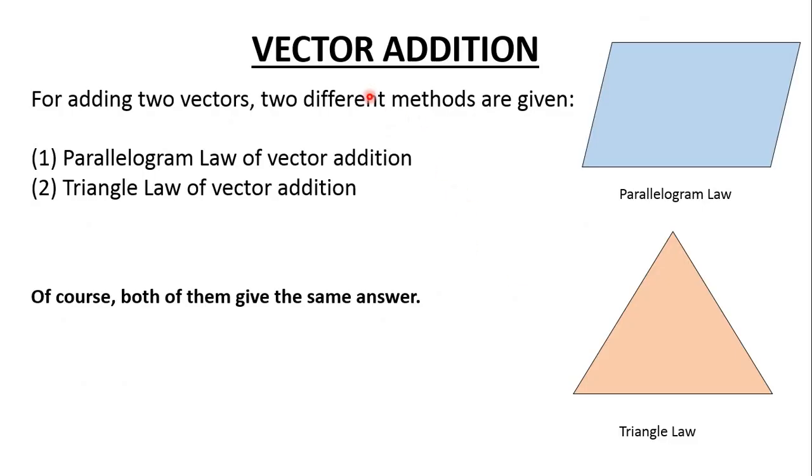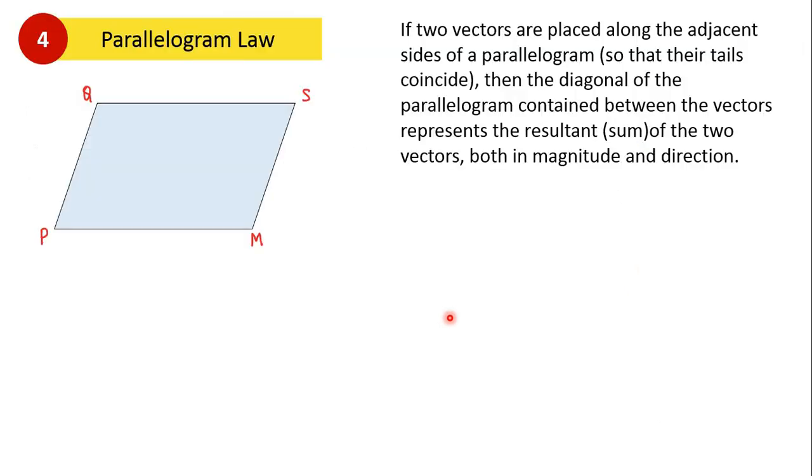So in order to add the vectors which are not in the same direction, we have two different methods, which are known as parallelogram law of vector addition and triangle law of vector addition. These are two different methods of adding two vectors, and of course both of them give the same answer. Let us discuss first of all the parallelogram law. Here is the statement of the parallelogram law.